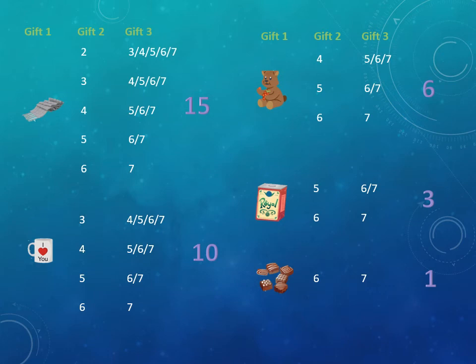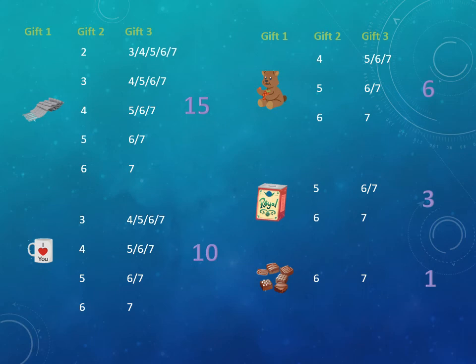So we could continue going down the line, which means that for our first set of combinations we would have 15. With our second set, we exclude the scarf because we've used that already in our first set. So now we're only looking at starting with the mug or object number 2 as our first gift, and then we look at the combinations that we can get here. So for our second set, we get 10 combinations.